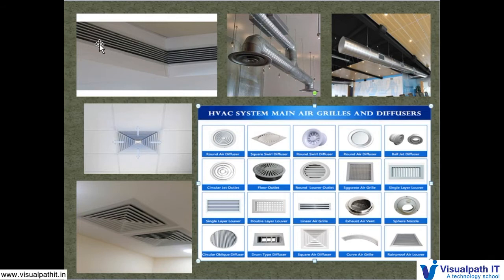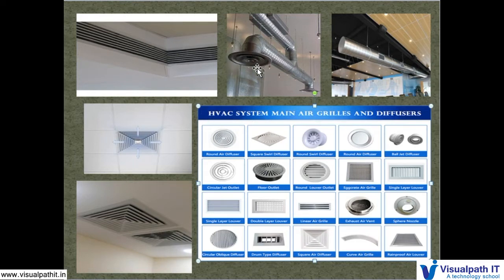When there is no false ceiling, you cannot install this type of diffuser. In such a situation, you will go with this linear grill type air distribution system. And if you use that, it will look like this. Through this, the chilled air will come to the space.